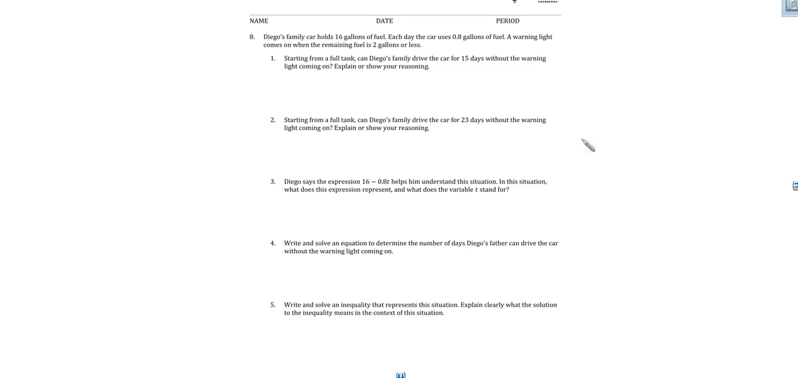Study guide number 8. This one is a doozy. It just looks more complicated than it really is. Takes up a full page, but it kind of just walks you through step by step.